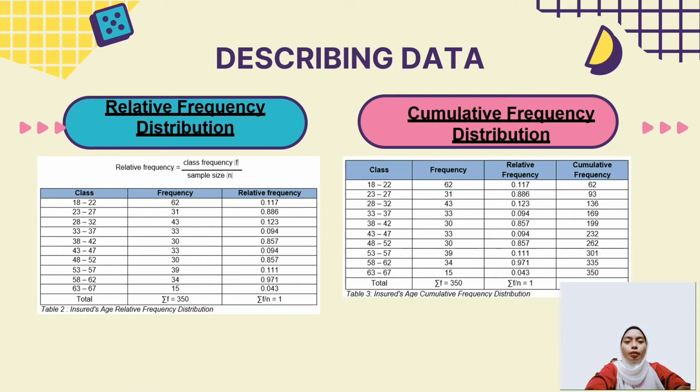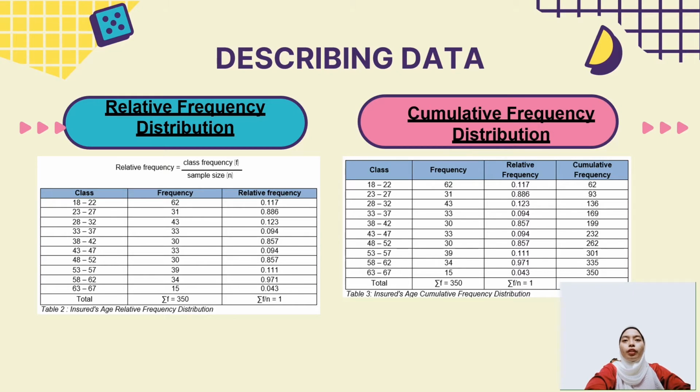Relative frequency distribution. The relative frequency is the portion or percentage of the data that falls in the class. To find the relative frequency, divide the class frequency by the sample size. And this is the table of insured age relative frequency distribution.